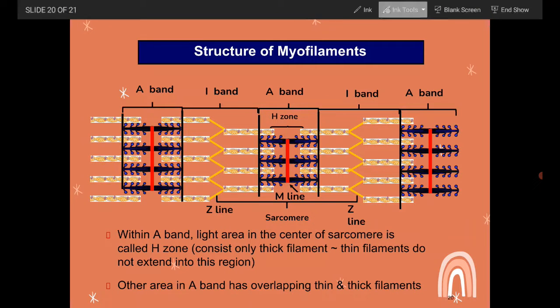Continue a bit more. Within A band, the light area in the center of the sarcomere is called H zone. So we look at the A band. Just now we said that A band consists of thick filament. But if we see over here, this thick filament around here is overlapping with thin filament.